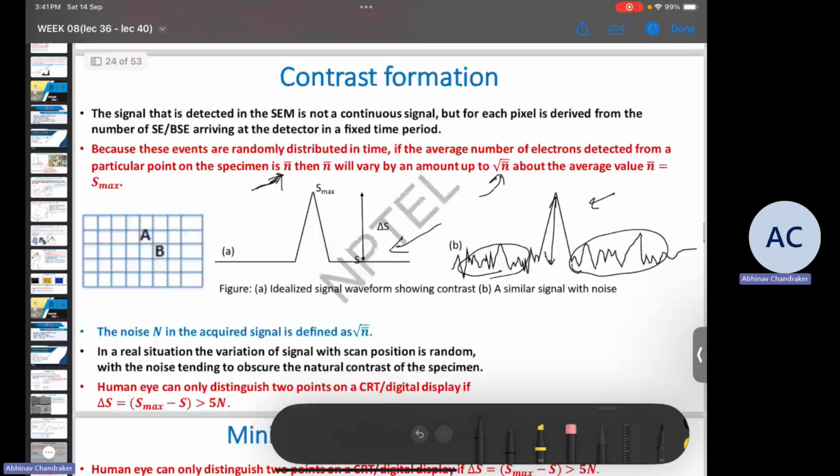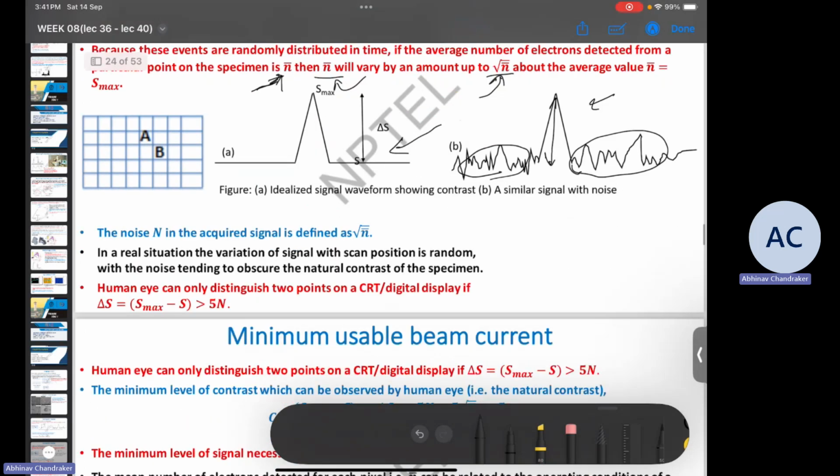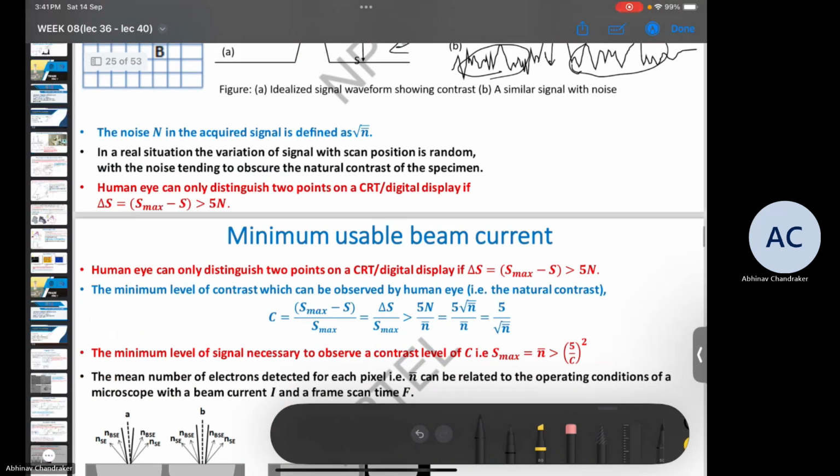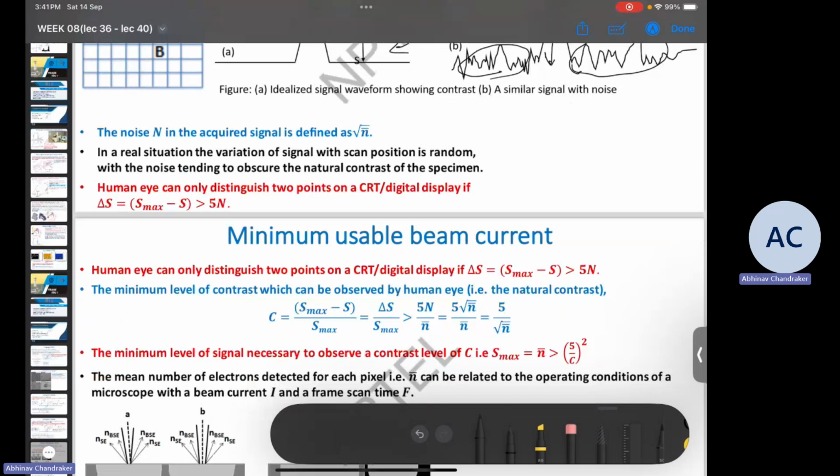So from just understanding this, we can say that in order to get a lesser fraction of noise, we need to have a larger number of electrons reaching the detector, that is, n should be large. Our human eye has a limitation that it can only distinguish between 2 points if the noise value is less than a certain value.